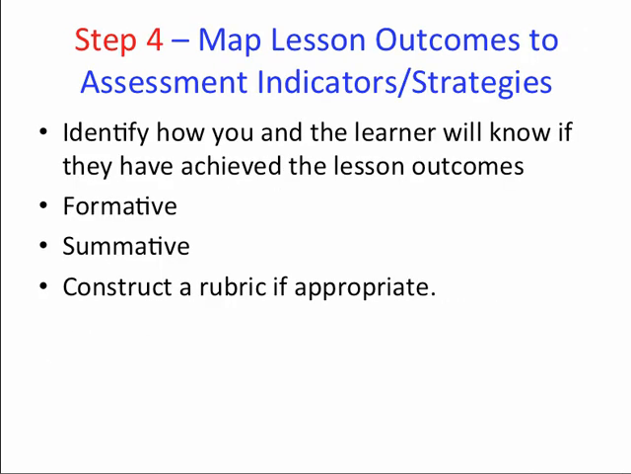In step 4, you map those lesson outcomes to assessment indicators or strategies that you're going to use to conduct the assessment. For example, if I have a lesson outcome of learners will be able to classify examples of objects as living or non-living, then the assessment could be learners complete a worksheet to a satisfactory level requesting that they cut out and paste different pictures of living and non-living things in columns.